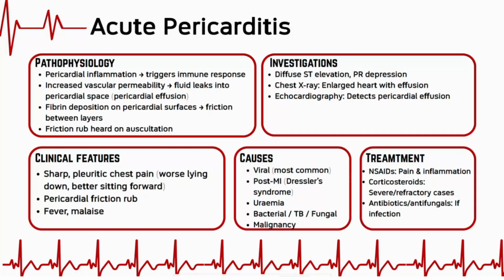Now, for your high yield marks, what you need to know is that viral pericarditis, the most common causes of it are Coxsackie B virus, excuse me, Epstein-Barr virus, cytomegalovirus, varicella, rubella, and of course, our favorite, SARS-CoV. So COVID.